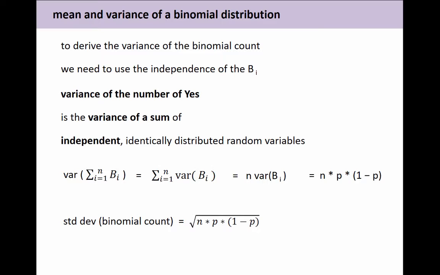For our practical problems later in this week's materials, we're going to need the standard deviation of the binomial count, and so we just take the square root of the variance. The standard deviation of a binomial count is the square root of n times p times 1 minus p. So that's what's going on with binomial counts.